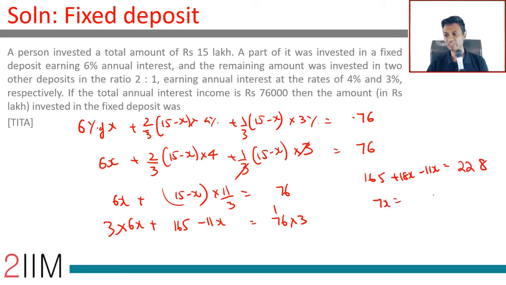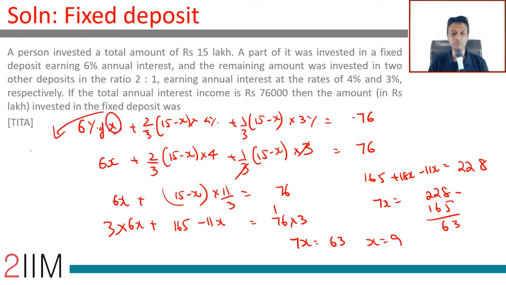Or 7X equals 228 minus 165, which is 63. 7X equals 63, X is 9. So 9 lakhs are deposited in fixed deposit. The remaining 6 lakhs is deposited in this ratio at 4 and 3% to generate this interest. Once you frame the equation, the solving part is still time consuming and tough, but not impossible.